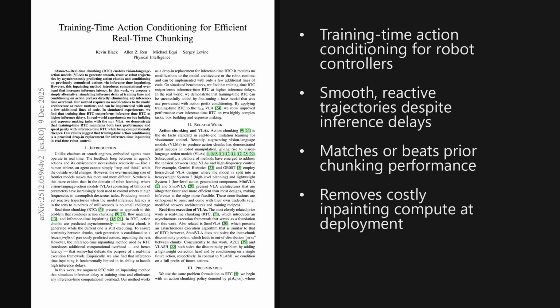So the story's pretty simple. Training time action conditioning keeps robot control smooth even under real latency, while dropping all the extra inpainting compute at deployment. That shift makes fast, capable vision language action control feel much more practical for real robots.